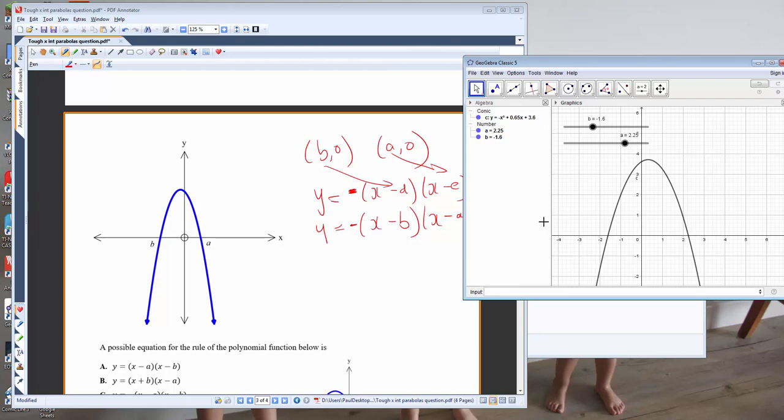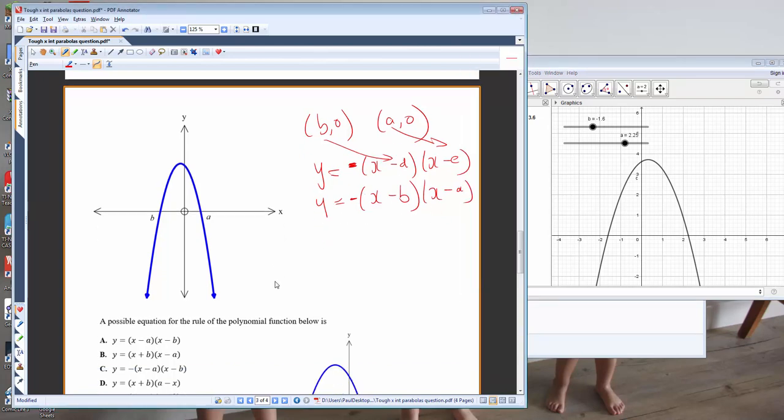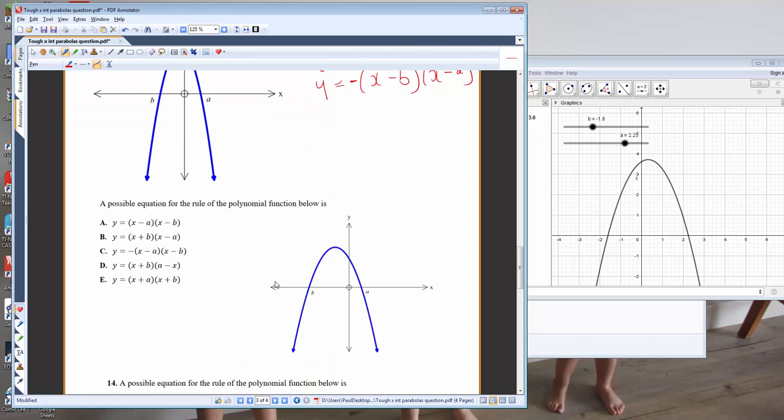It's not the same parabola, it's not the same a and b values, but it gives us an idea that we have got a correct form of the equation. Alright, so now on to the question that was a tricky one in class today. So we've got these possible equations for this polynomial function.